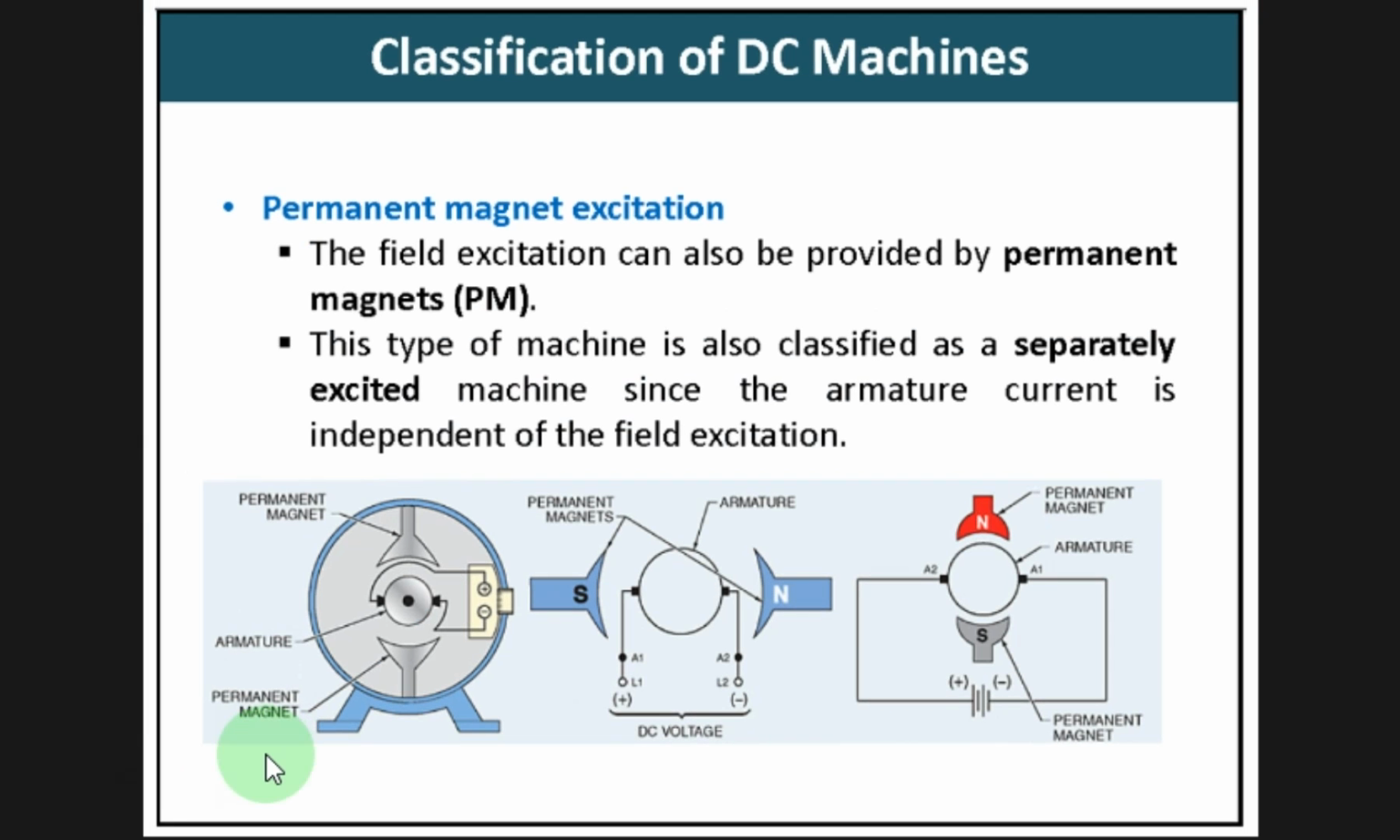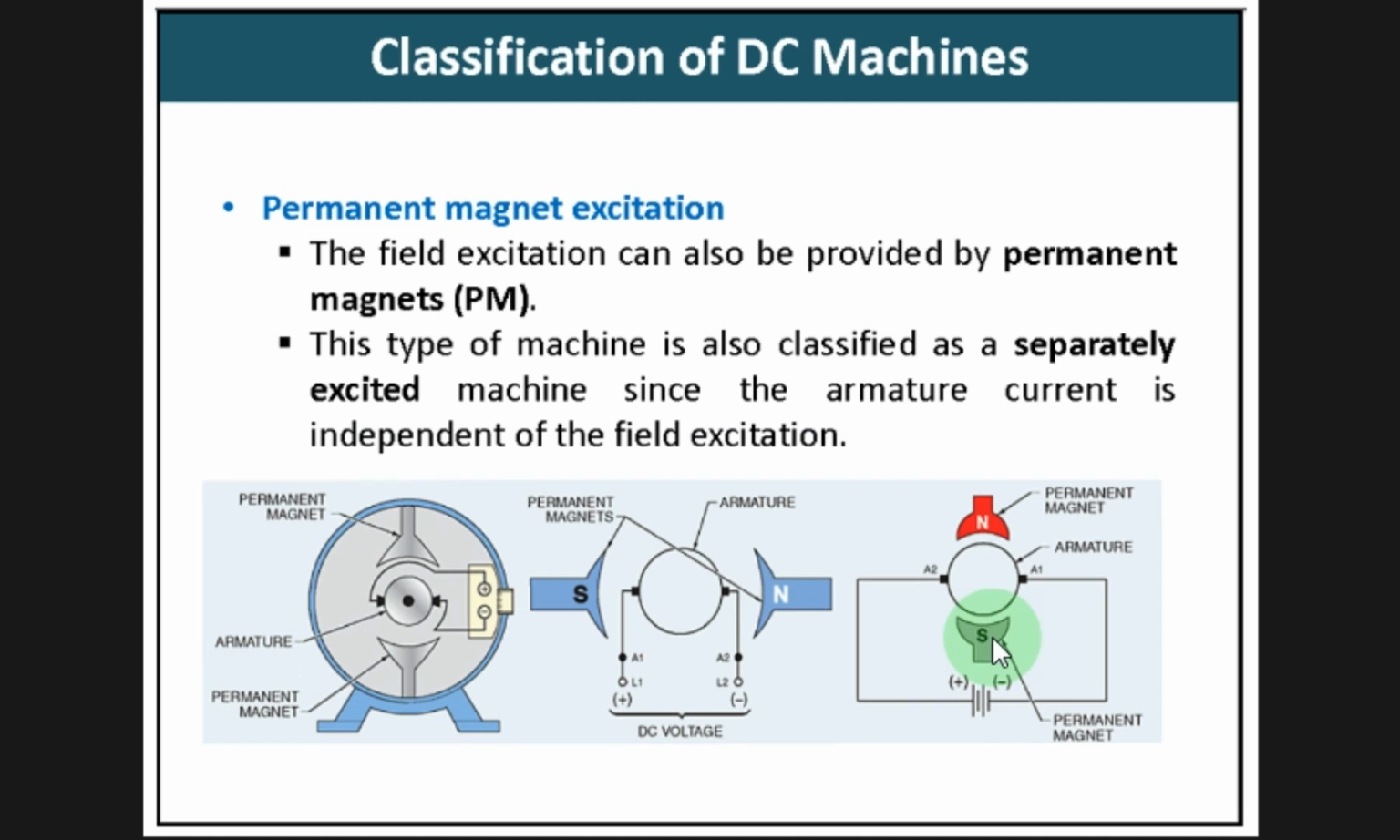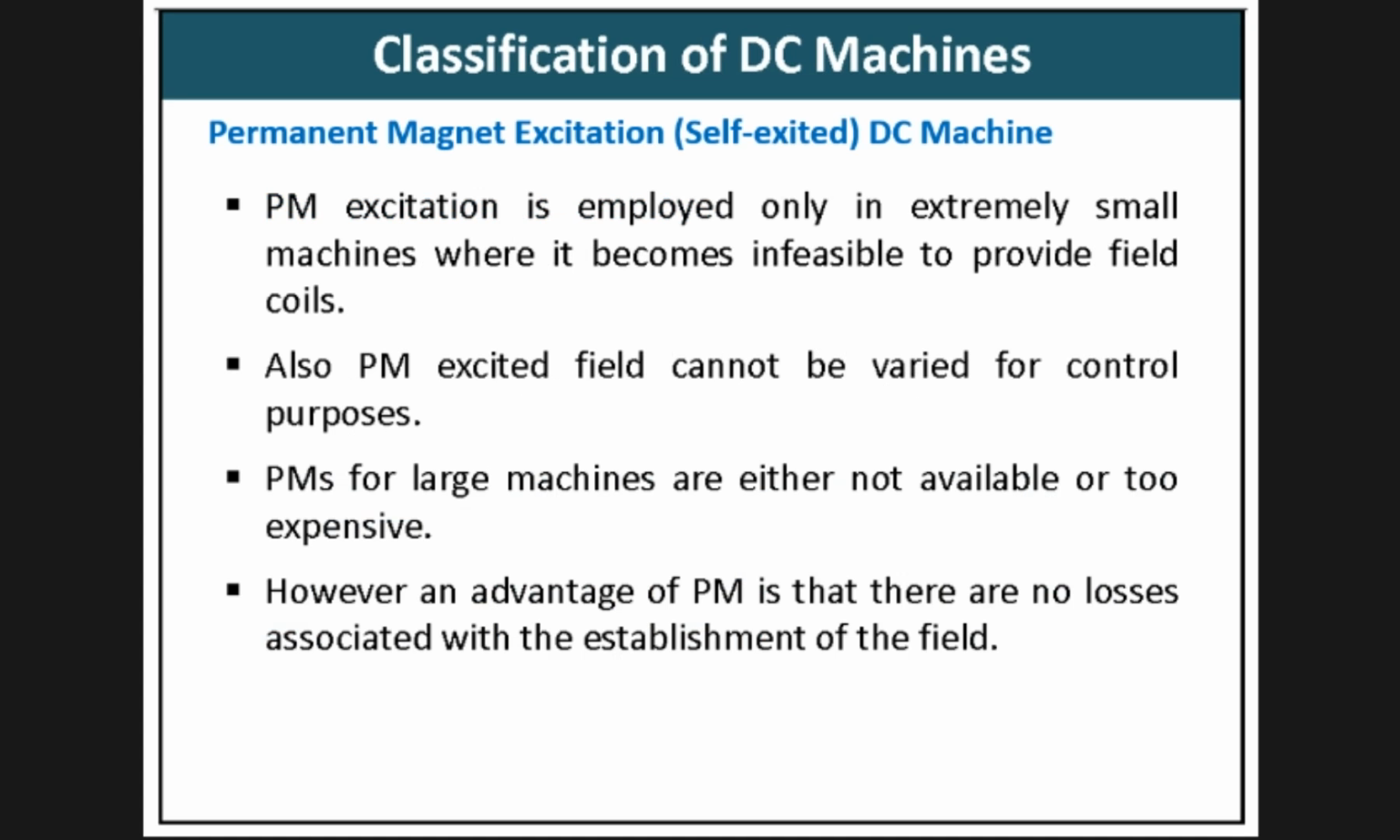So this is the kind of DC motors or DC machines that you can see in the lab, right? It is connected like this. That means you don't have to give supply to generate the magnetic field. Let's see what are the characteristics of this type of DC machines.